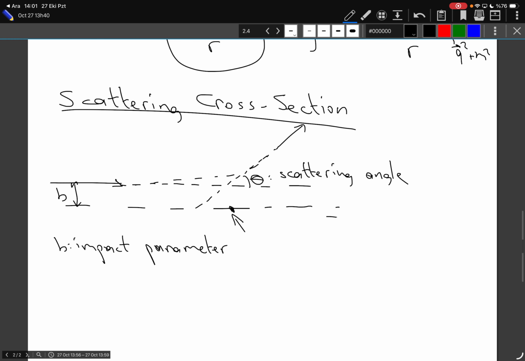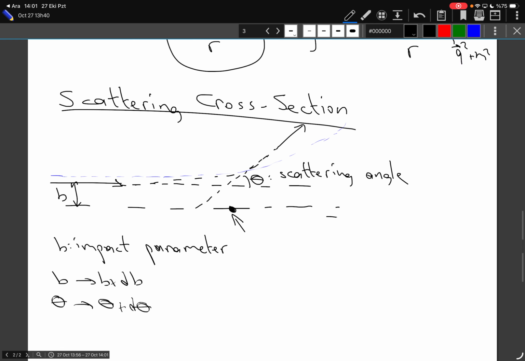So let's look at this classical problem. Now I send a particle at some impact parameter b, it scatters by an angle theta. If, let's say, my particle was not at the impact parameter b, but slightly higher, then it would scatter by some smaller angle. If I change b by b plus dB, let's say, my scattering angle will change by d theta.